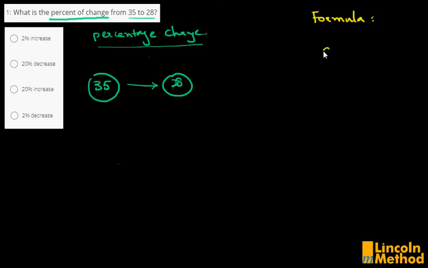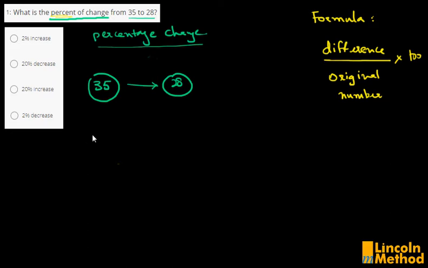The formula is the difference, and I'm just writing this down. We'll come to the explanation part in a while. Difference over, I'll just call it original number, multiplied by 100. Now we multiplied by 100 because we are talking about percents. Now this is the formula that we have. Let's see how we can use this formula to find out the required answer.